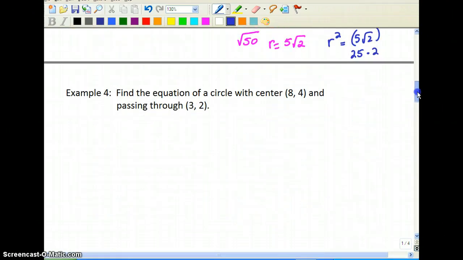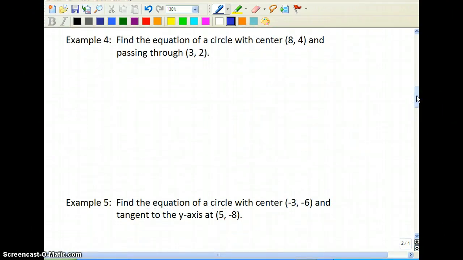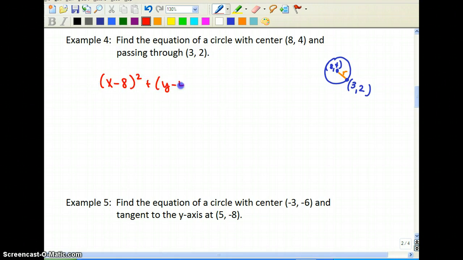A couple more examples. Find the equation of the circle with center (8, 4), going through (3, 2). So again, you might want to draw it. The center is (8, 4), and it goes through some point (3, 2). What do you know about this distance? That's a radius. So we already have the center, so we know that it's (x minus 8) squared plus (y minus 4) squared.